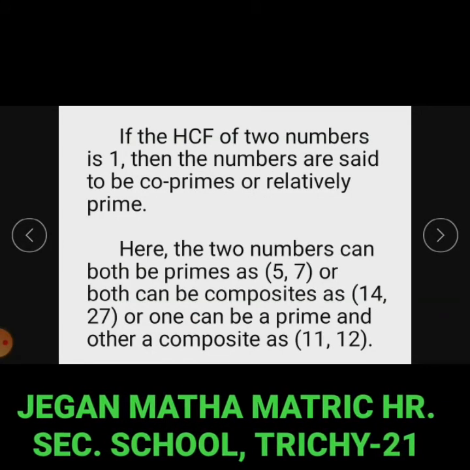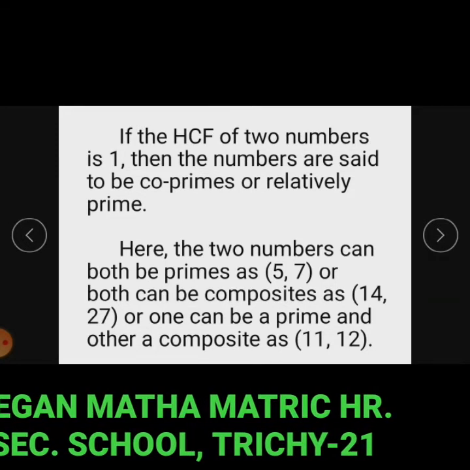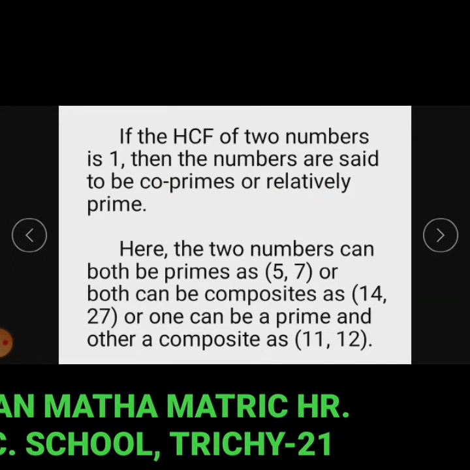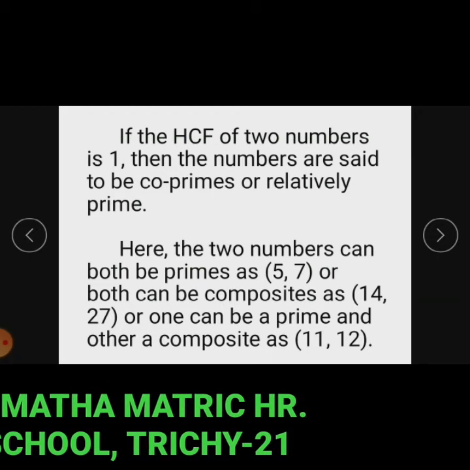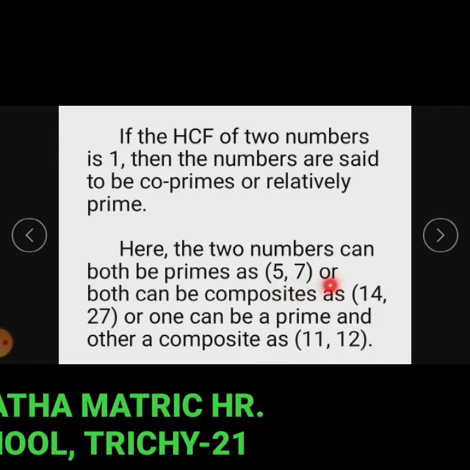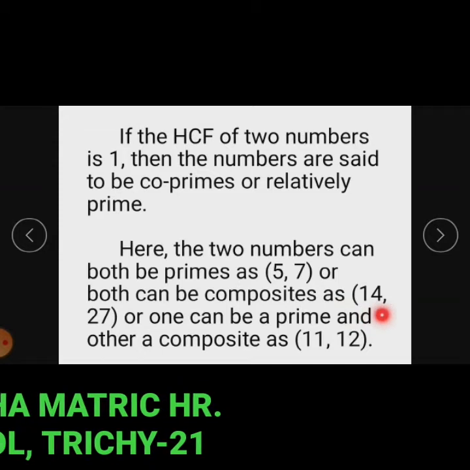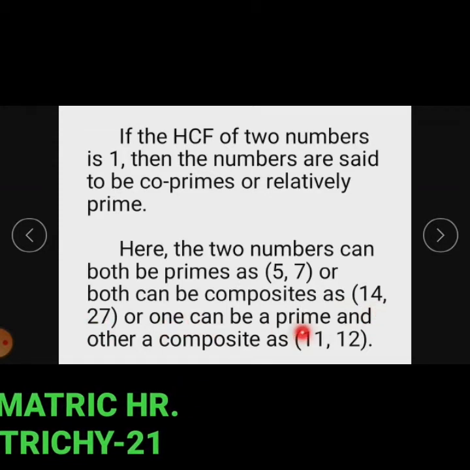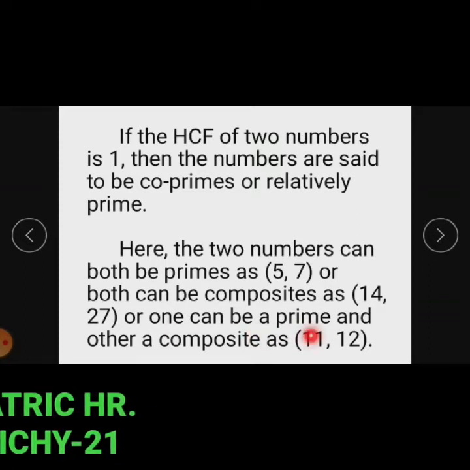If the highest common factor of two numbers is 1, then the numbers are said to be co-primes or relatively prime. Here the two numbers can both be primes, as 5 and 7, or both can be composites, as 14 and 27, or one can be prime and the other a composite, as 11 and 12.